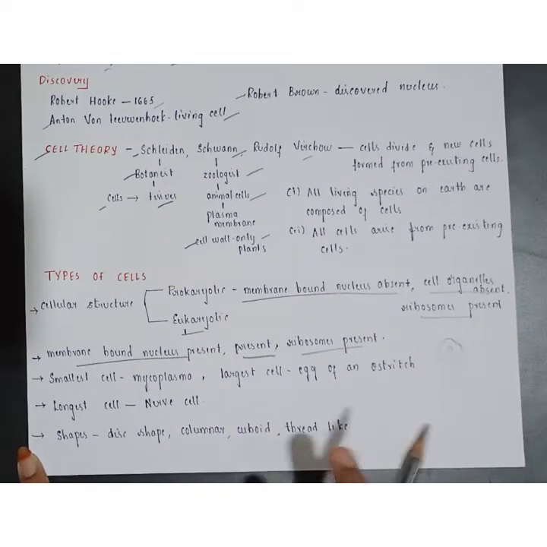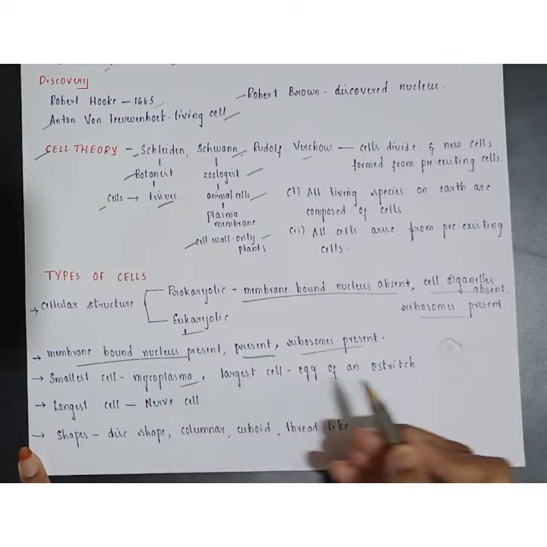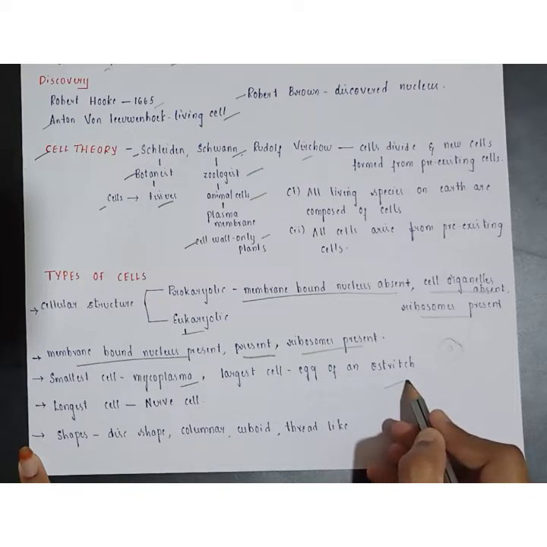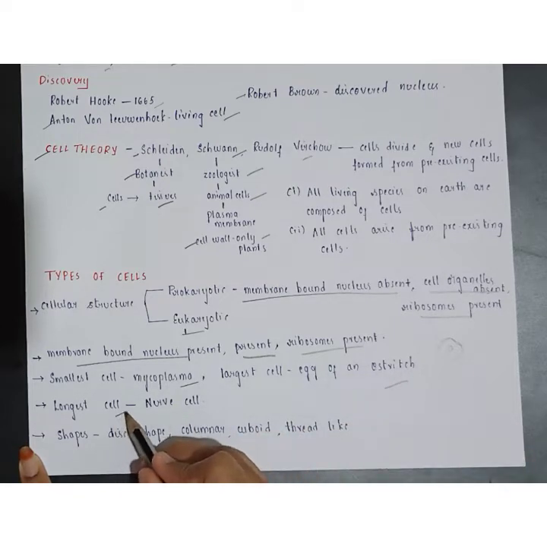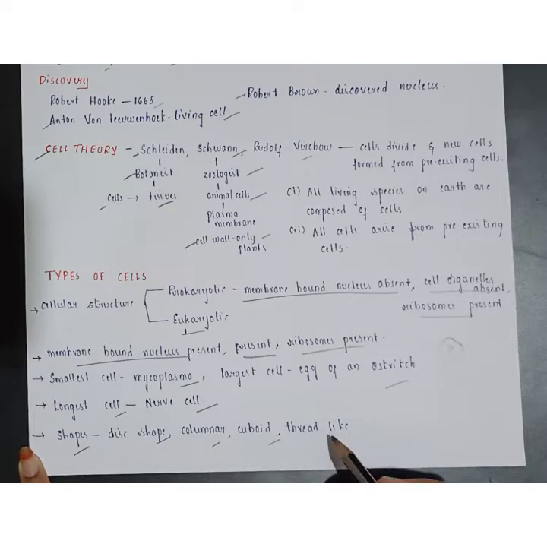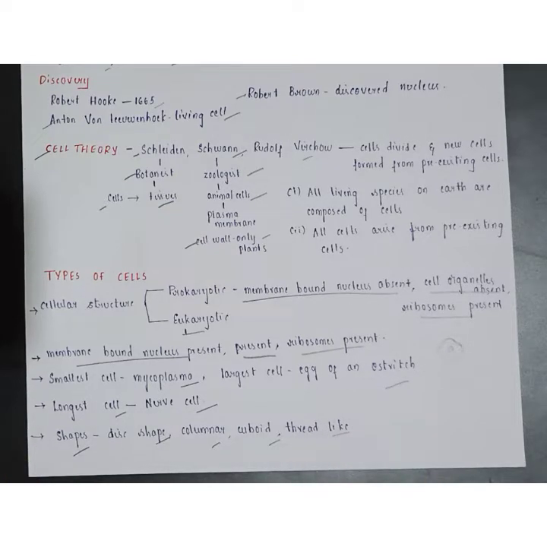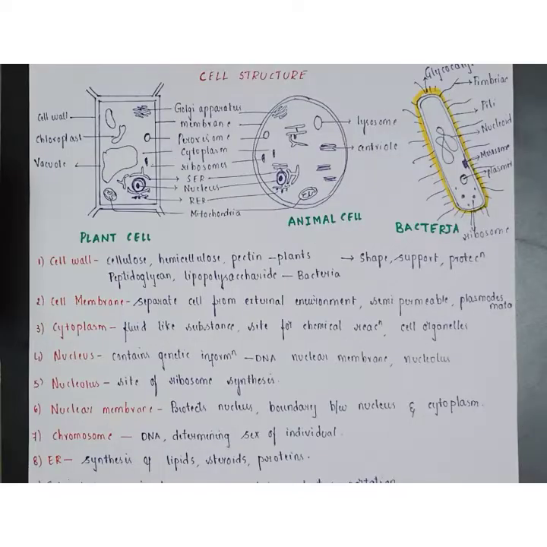The smallest cell is Mycoplasma, the largest cell is the egg of an ostrich, and the longest cell is a nerve cell. The cells also come in different shapes: they are disc shaped, columnar, cuboidal, and thread like. So these are the different types of cells.